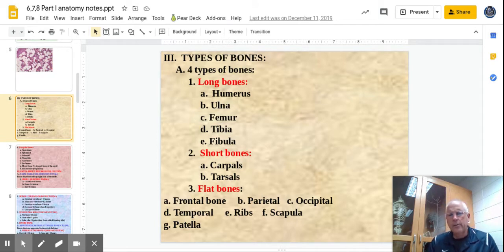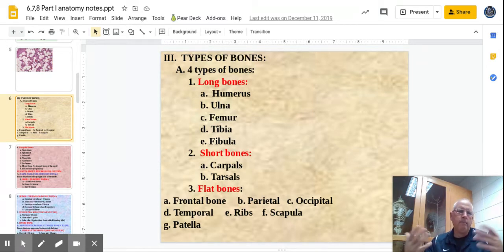And flat bones are really not flat. They kind of have a curvature to them, especially your skull, frontal, parietal, occipital, temporal. Those first 4 are all skull bones. Your ribs are not round. A lot of people think they are. They're flat. The scapula and the patella, which is your kneecap, and your shoulder blade, okay?